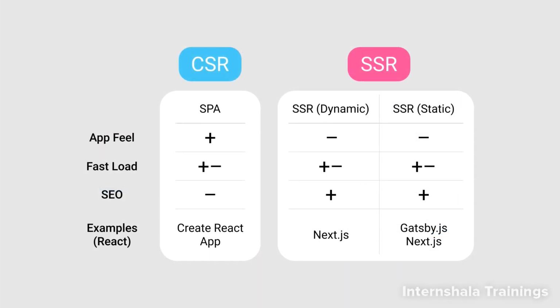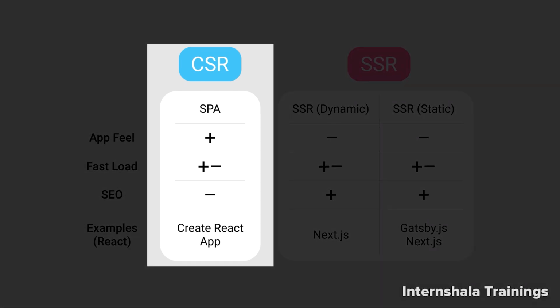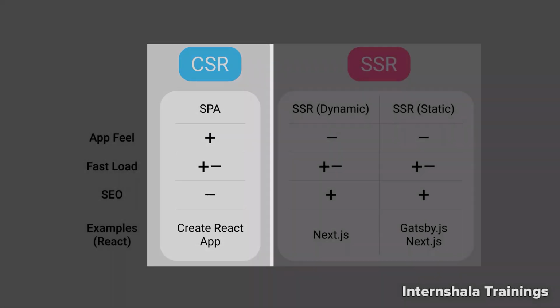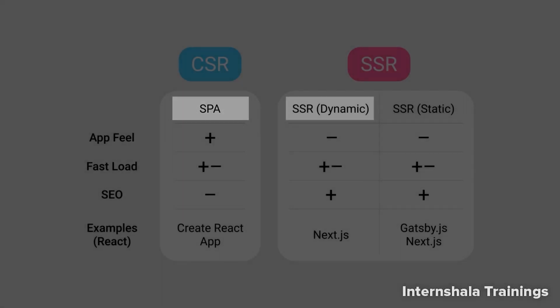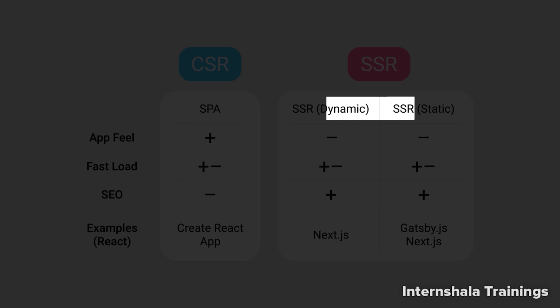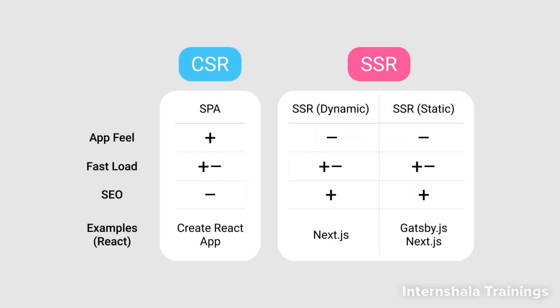Now I have prepared this little table for us to actually see more differences between those two. CSR stands for client-side rendering and SSR stands for server-side rendering. Then we have single page app, server-side rendering dynamic and server-side rendering static. So what's the difference between dynamic and static?